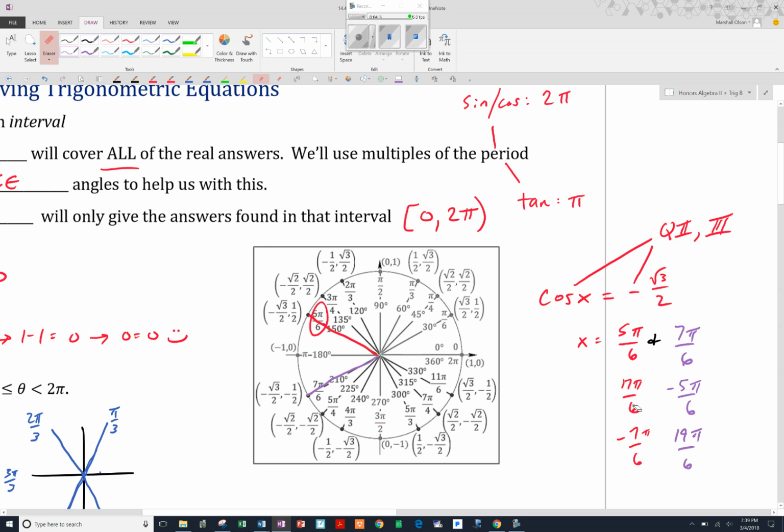So what we do is we say this. Well, we can wrap up all of these by just using the idea of what the period of this function is. One solution to this equation certainly is 5 pi over 6.